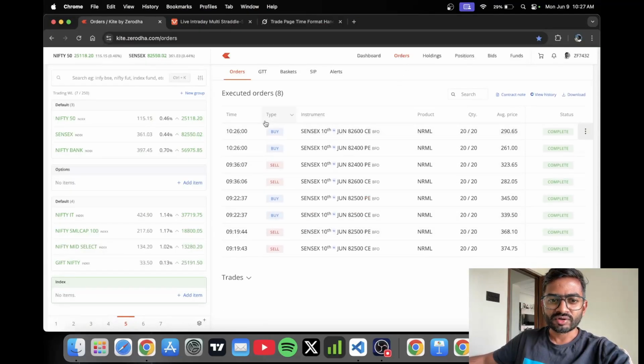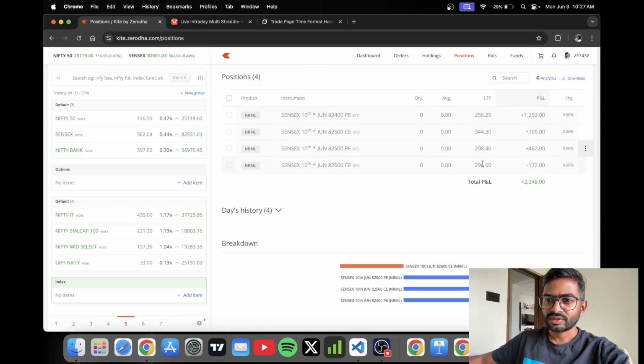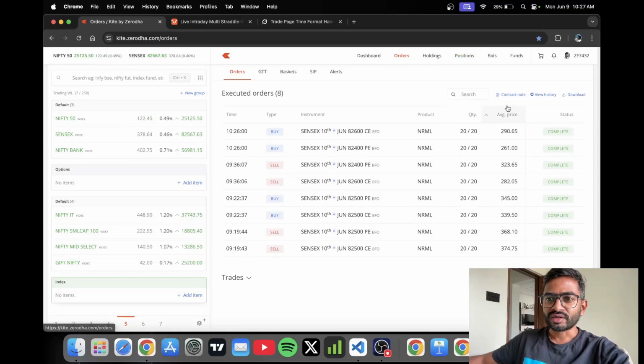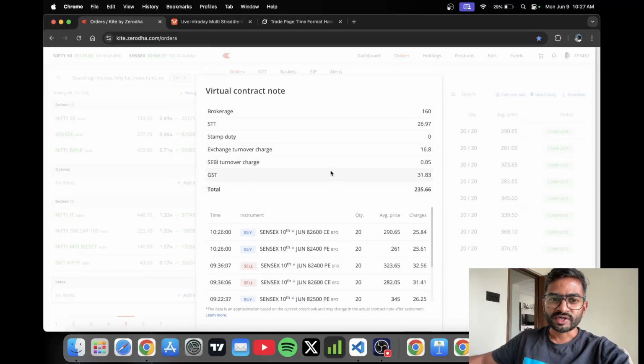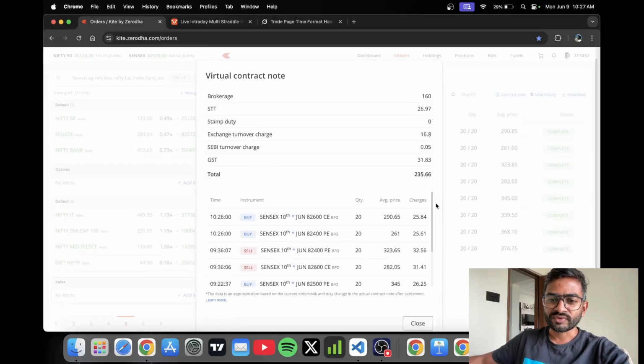So these are all automated executions. You can see the execution time of short and then buy, short and then covering. Here you can see the profit. So two trades, one is a straddle, one is a strangle, both in profit, and the overall profit for the day is this one, and these are my charges, 235.